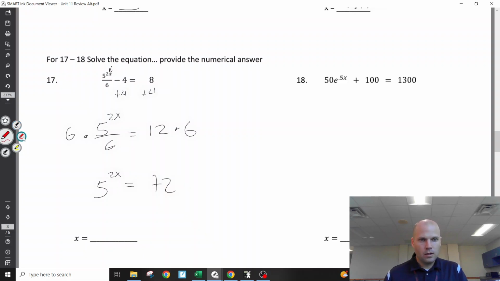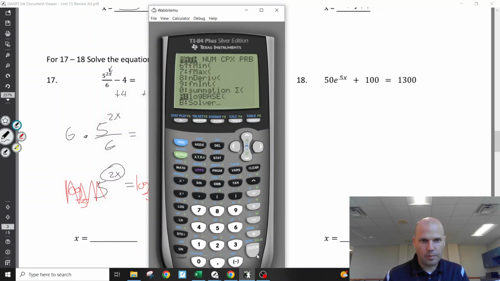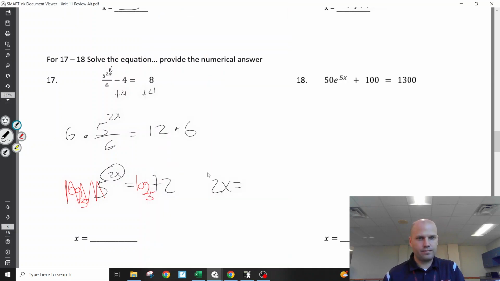Now, let's not worry about the 2x. Let's get rid of this 5 by taking log base 5 of both sides. That will get rid of this, but I still have 2x left over. So 2x equals log base 5 of 72. I'll use log base 5 of 72 in the calculator this time. That's 2.657.